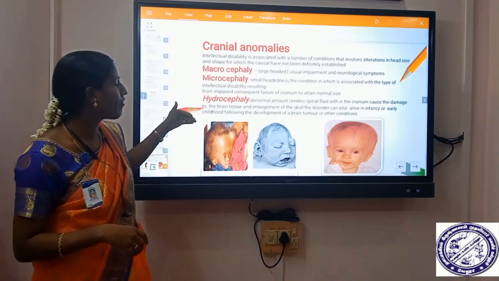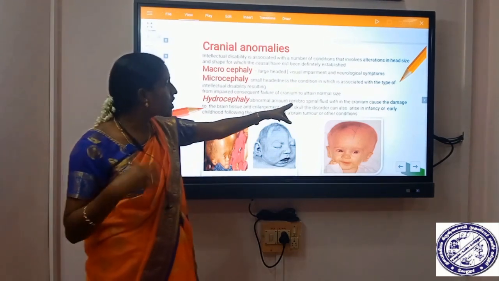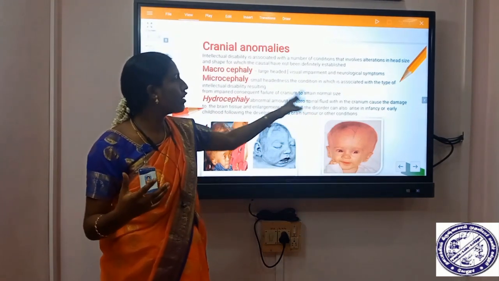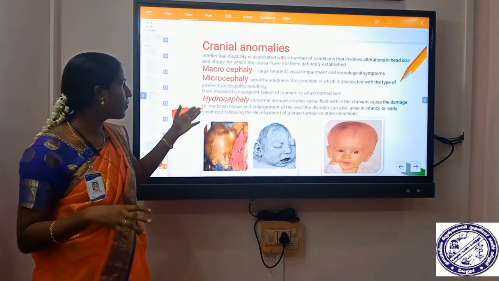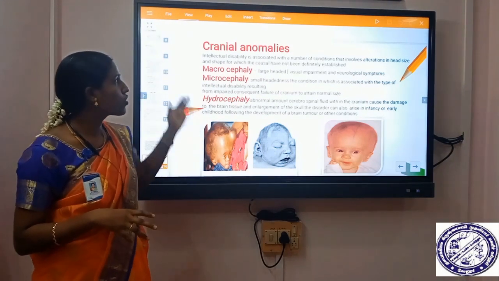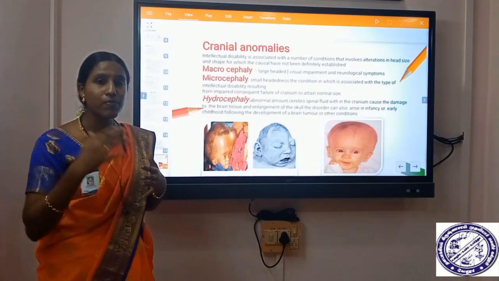So next one is hydrocephaly. Hydrocephaly means there is abnormal cerebrospinal fluid in the cranium. That will affect the baby, and that's why the baby gets hydrocephaly. So these are the causes of why the child gets this problem.